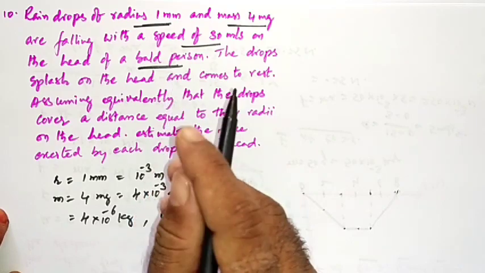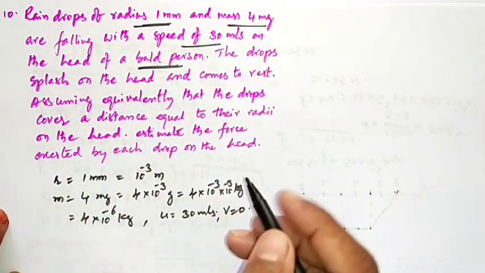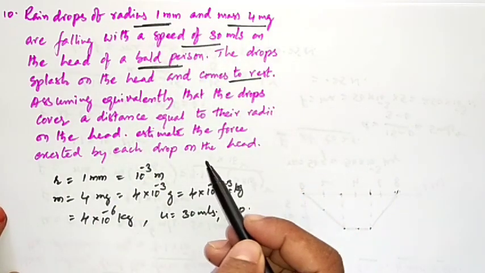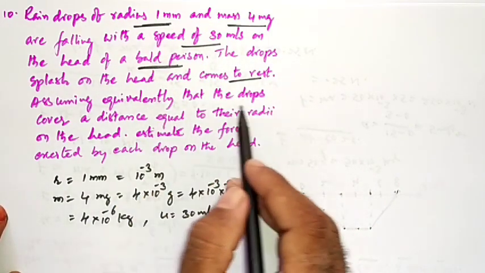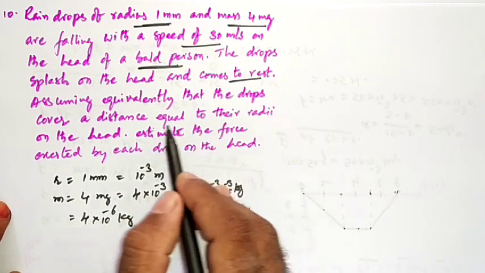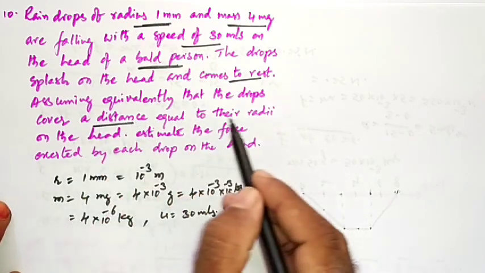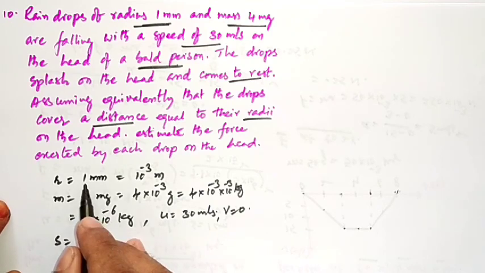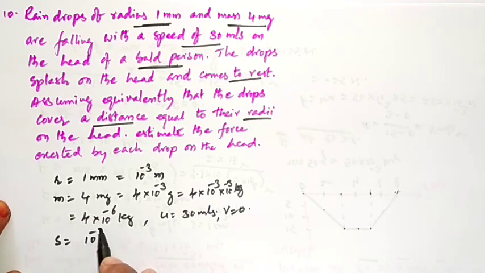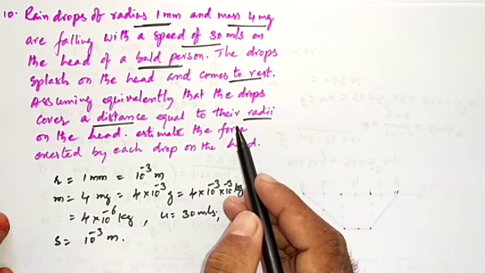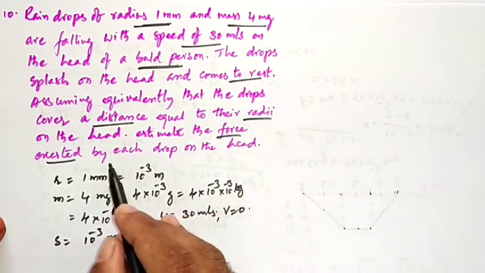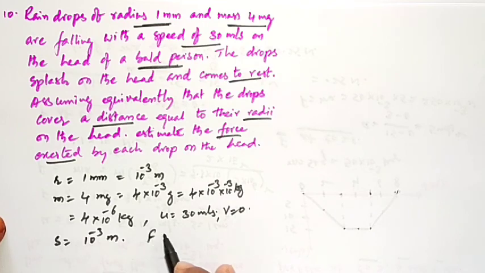Okay, so we require only this piece of data from that. Right? See what I am underlining, that is the required data for us. Now assuming that the drop covers a distance equal to their radius, that is nothing but 10 power minus 3 meter on the head. Estimate the force exerted by each drop on the head.